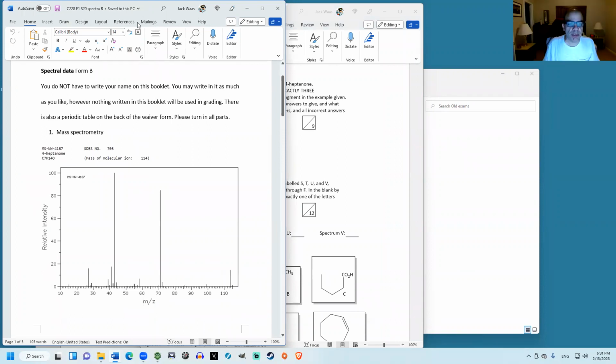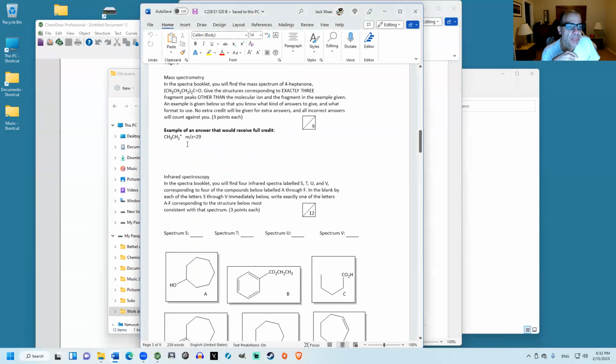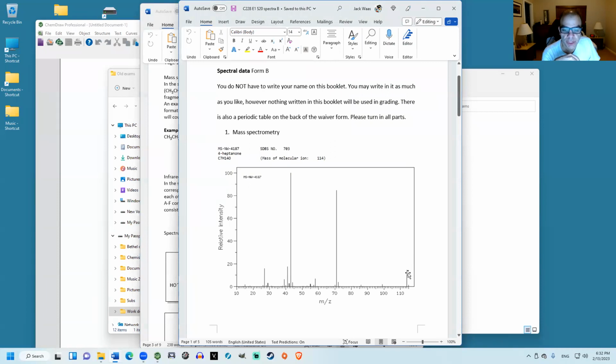So there's the mass spectrum of the compound in question, 4-heptanone. And the only peaks we can't put down as answers are the ethyl cation and the molecular ion. Molecular ion is over here at 114. It even says massive molecular ion 114. So let's see if we can pick some low-hanging fruit here.